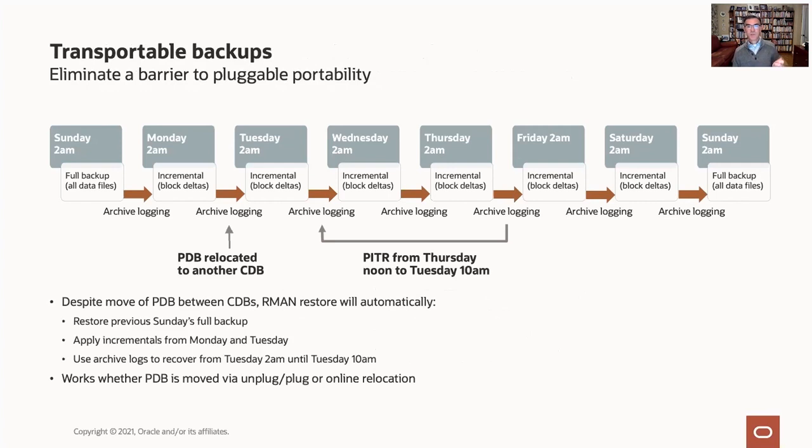So the transportable backup feature, which is now available, I think certainly since 19C, eliminates all of these additional complexities associated with a point-in-time recovery in a situation when the PDB in question has been moved between CDBs since the last full backup. So the point is, with transportable backups, you can perform a PDB PITR to a time after the PDB has been moved, but before the next full backup. And this works whether the PDB has been moved via unplug plug or online relocation.